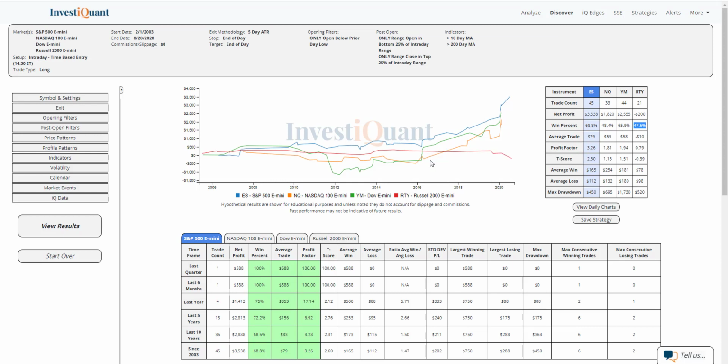Looking at the equity curves, though, this is the NASDAQ here. It looks like it's been working a bit more recently, maybe not long term. It was pretty flat for a while. In recent years, it has been stronger. Let's just take a look at some of these past handful of years.